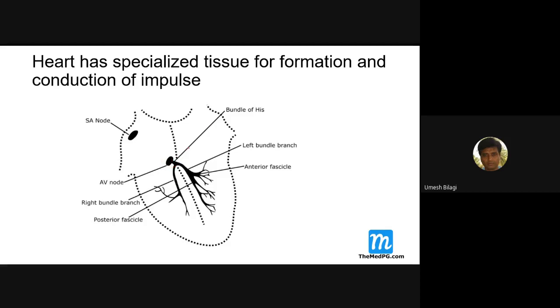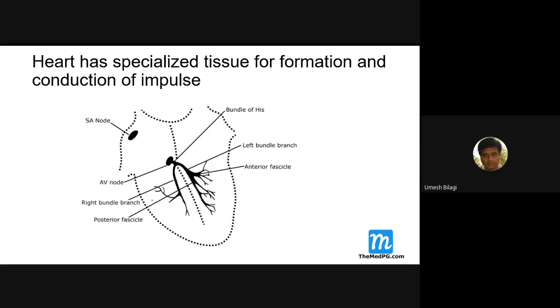From the AV node, we can see this bundle of His. This thick part is the bundle of His. This bundle of His divides into the left bundle and the right bundle. This left bundle, which is thicker, divides into two fasciculi, anterior and posterior. This is the posterior fasciculus. This is the anterior fasciculus.